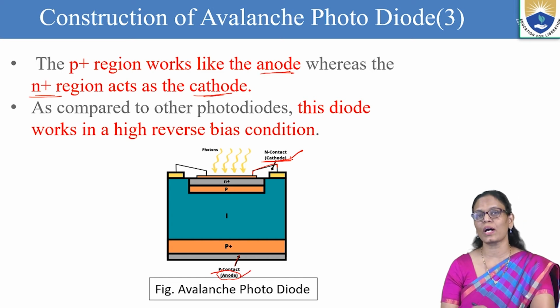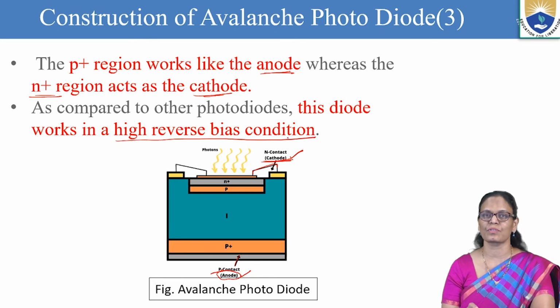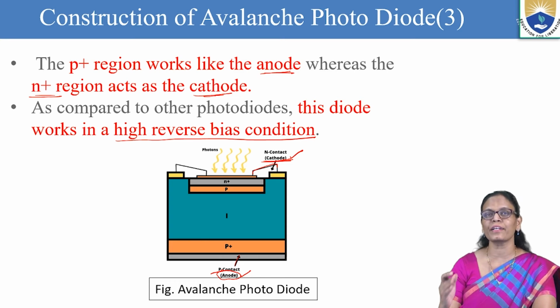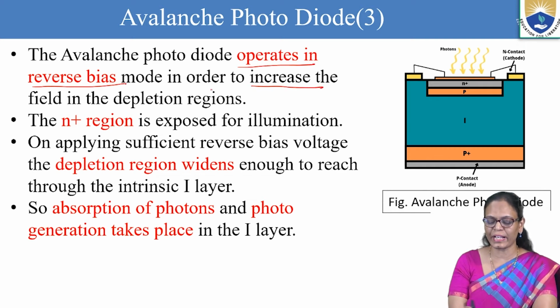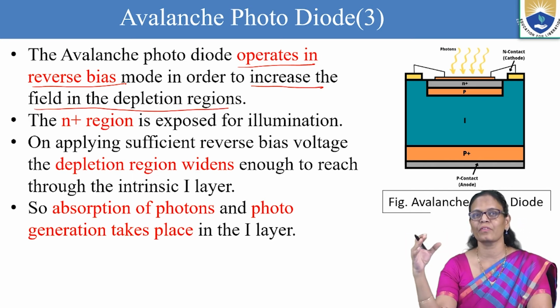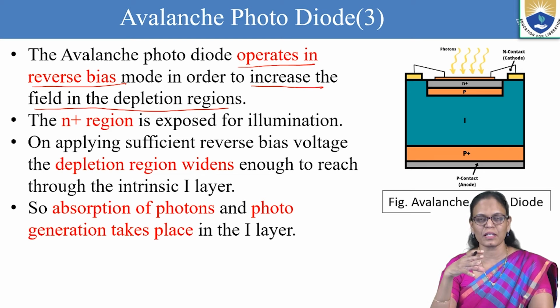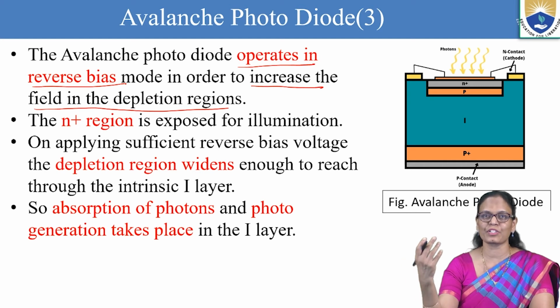And as compared to other photodiodes, this diode works in high reverse bias condition. So this is also connected in reverse bias, but it can withstand a very high reverse voltage. The avalanche photodiode operates in reverse bias mode in order to increase the field in the depletion regions. As the reverse bias is increased, the width of the depletion layer goes on increasing, and there is an electric field that is developed across the depletion region.